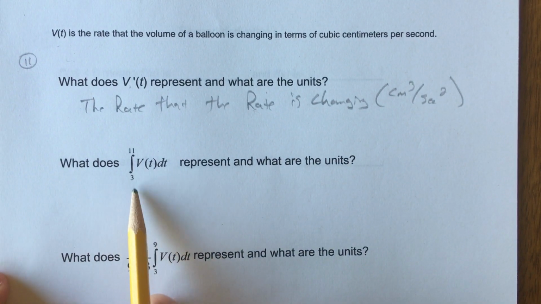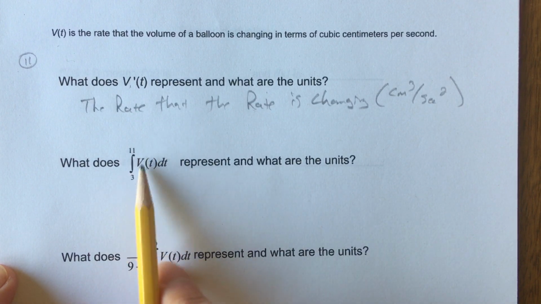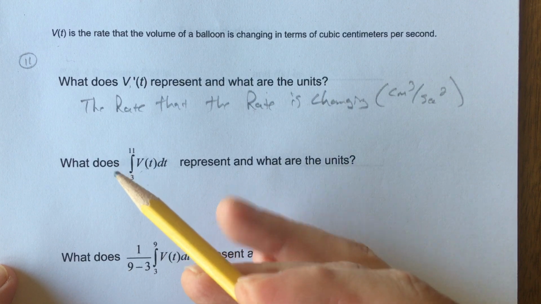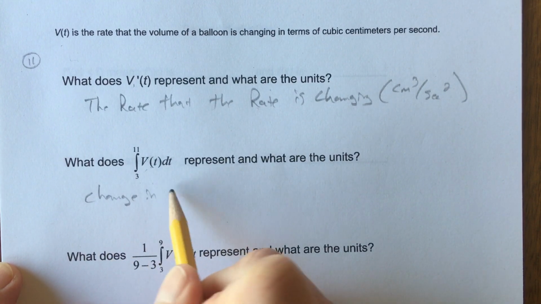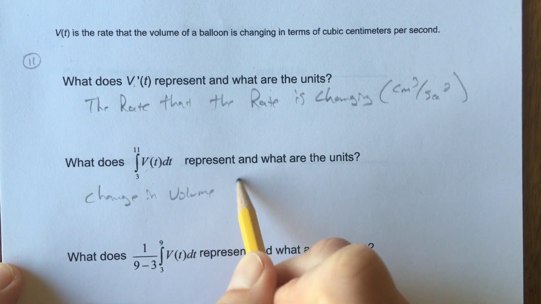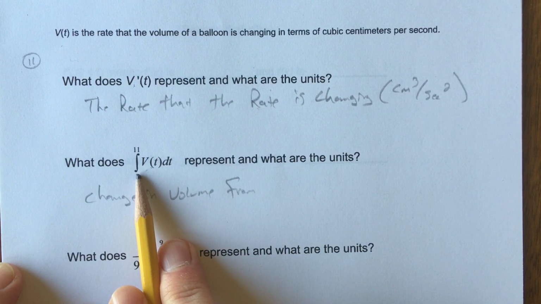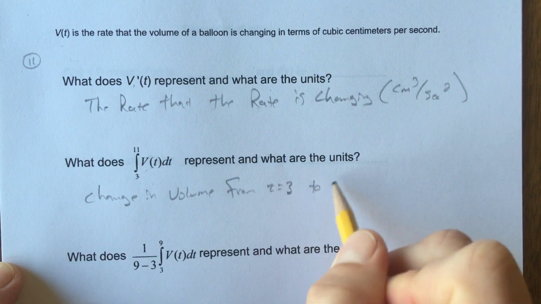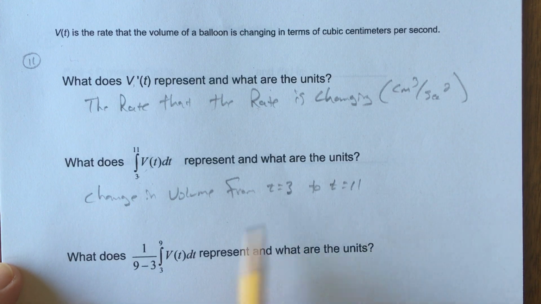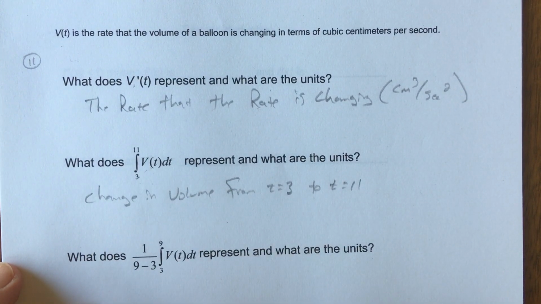What does the integral from 3 to 11 represent? Well, if V of t is the rate, then when you integrate the rate, you get the change in the volume, right? So this would be the change in volume from, since this doesn't tell us, we're just going to write t equal 3 to t equal 11. So from that time period, this would represent how much it changed, how much did it accumulate.